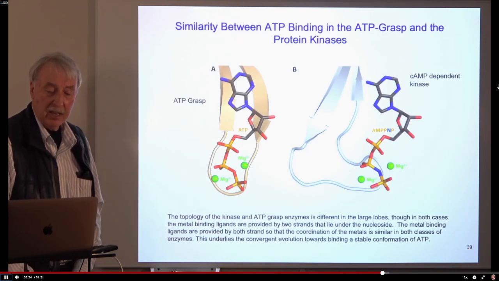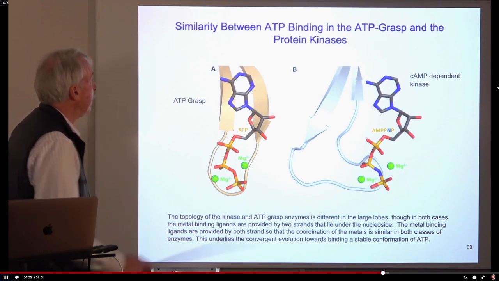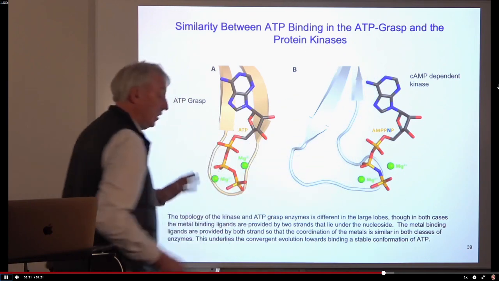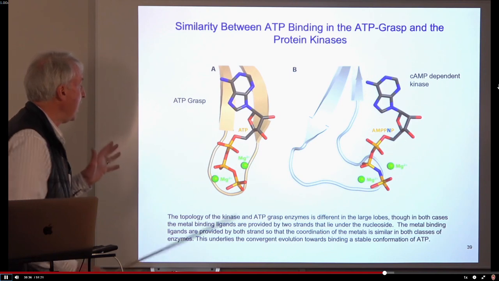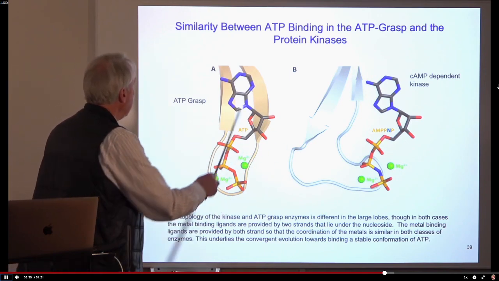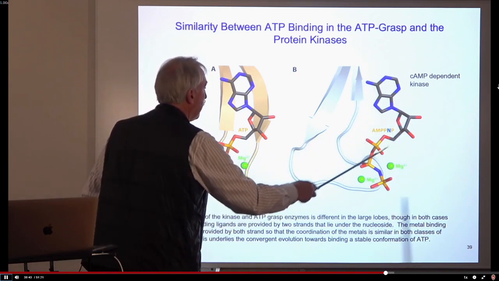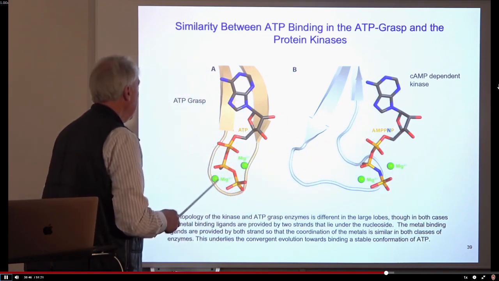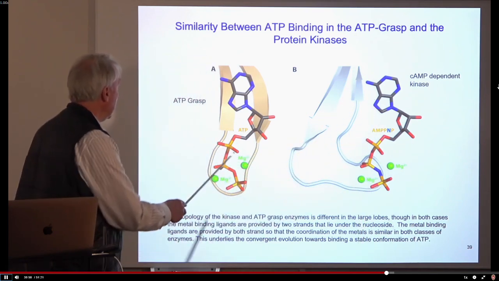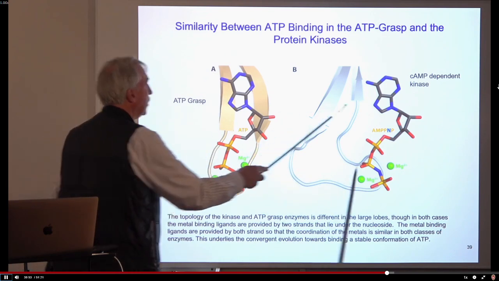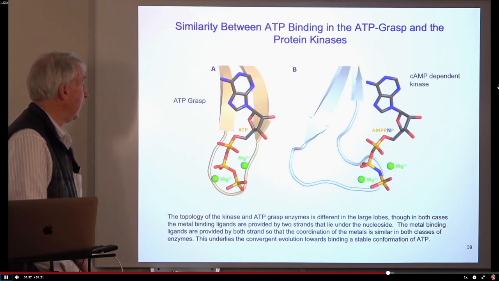Now there is a similarity between the ATP binding in ATP grasp and the protein kinases. In some ways, that was obvious from just a simple comparison. But if you line them up, what you will see is that the overall arrangement of the magnesium ions, the overall conformation of the ATP (in this case it's ATP, in this case it's AMPPNP), the positions of the magnesium ions, and the overall orientation of the adenine moiety are basically identical in both classes of enzymes.